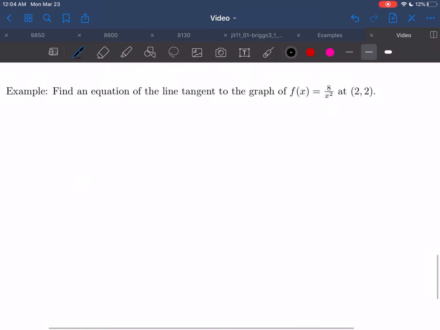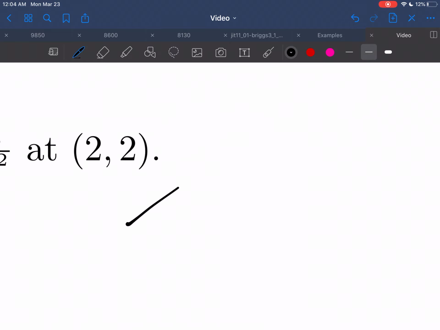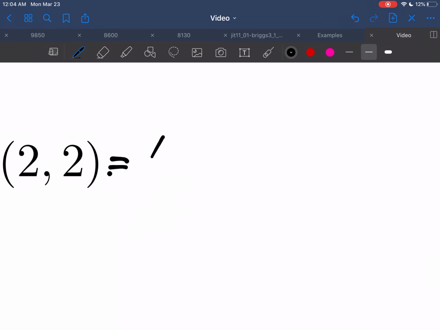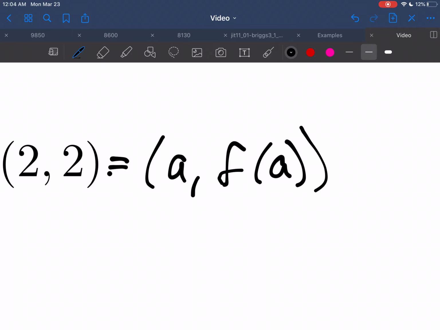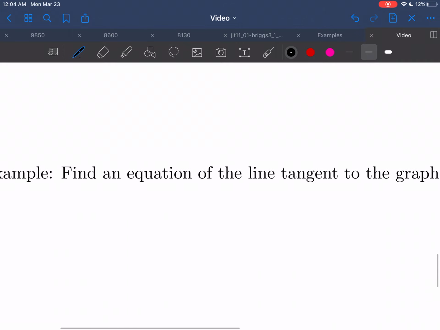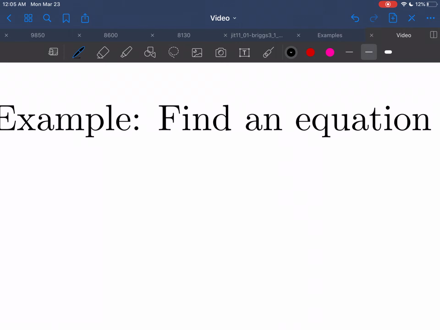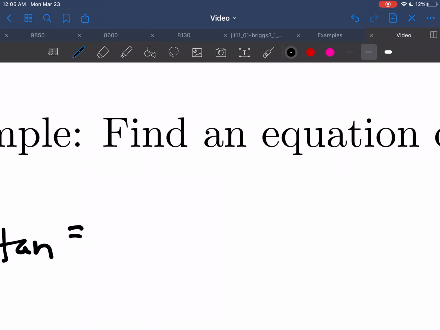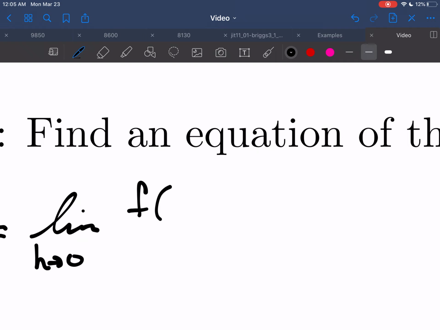For this first one, we're looking for the equation of the line tangent to the graph of f of x at 2, 2. So we know that our a is going to be equal to 2 and our f of a is going to be equal to 2 as well. First we've got to find our m tan, the slope of the tangent line. Nothing's changed. We can find the limit as h approaches 0. Either method will work here, but we'll do this one, of our function.